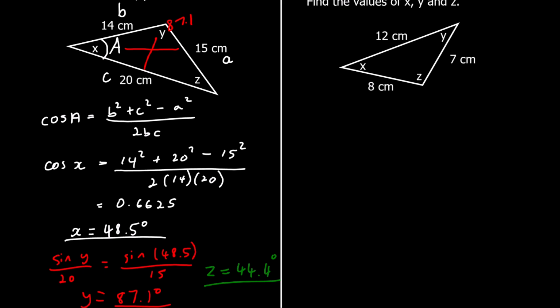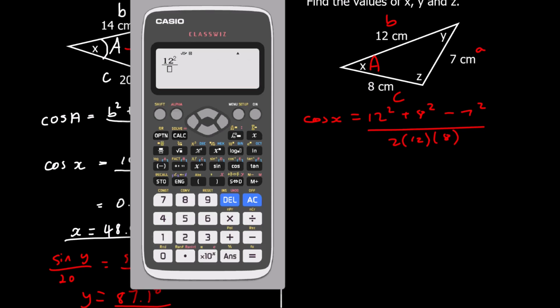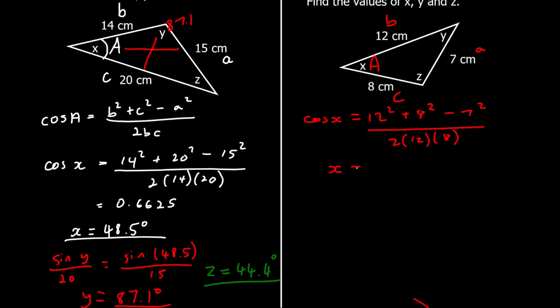So you've got all three lengths again. You're going to have to use the cosine rule. So if we have big A, little a, b and c, we will have cos x equals 12 squared plus 8 squared minus 7 squared over 2 times 12 times 8. So type that in the calculator. And we get 53 over 64. Shift cos the answer, 34.1. So x is 34.1 degrees.